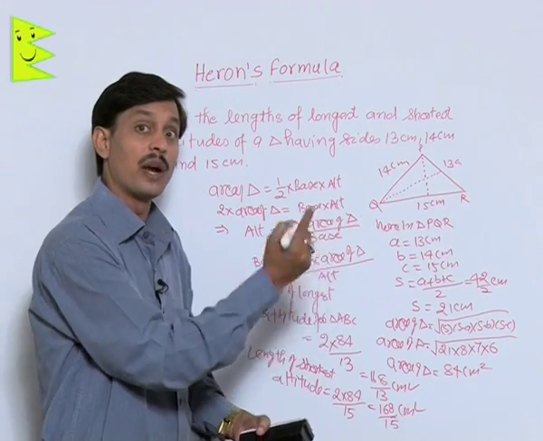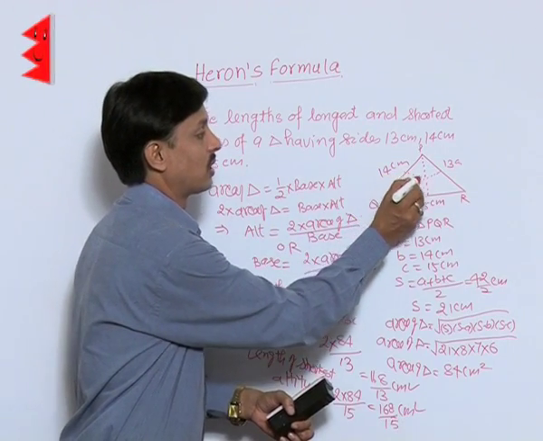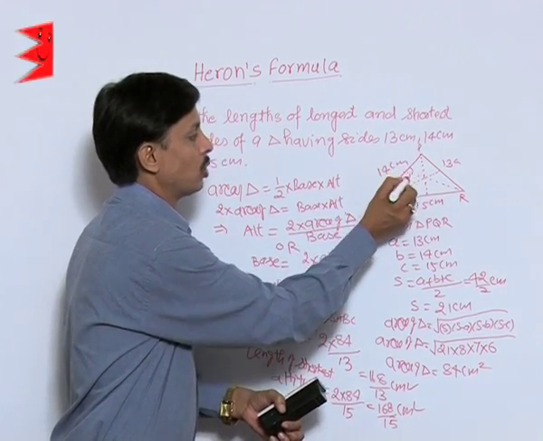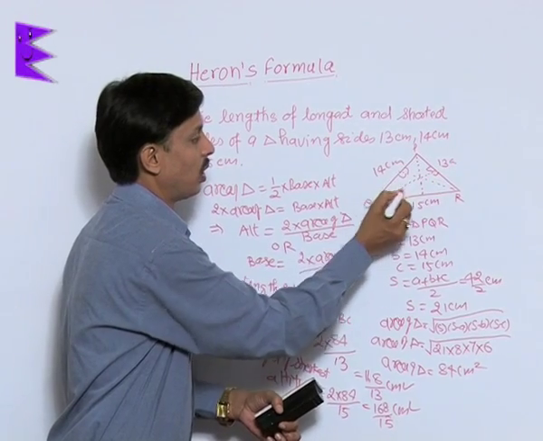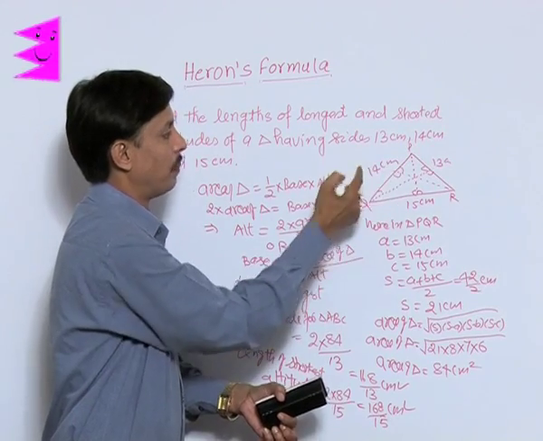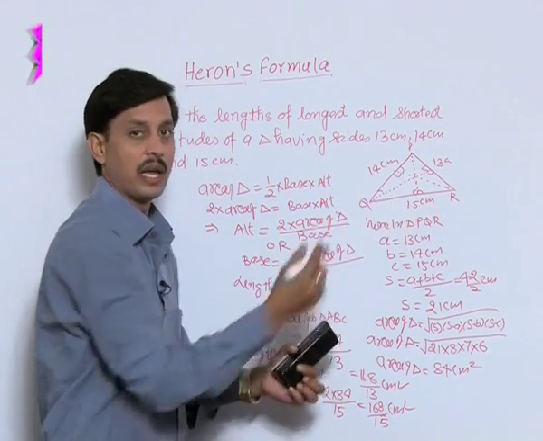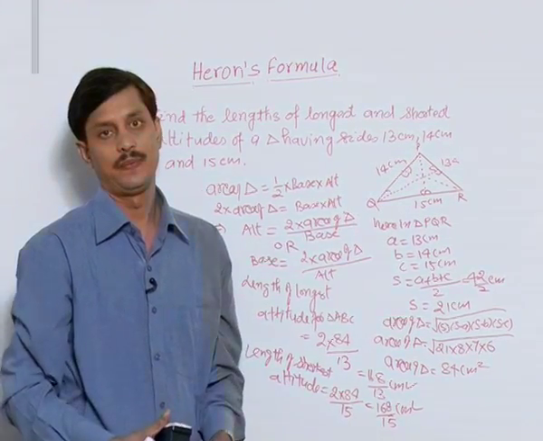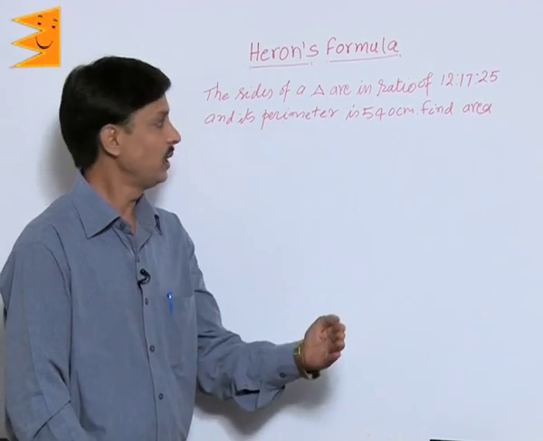One can ask you what is the length of altitude drawn on the side 14 also. So to find the third altitude, what you need to do, you will take the base 14 in place of 13 and 15.